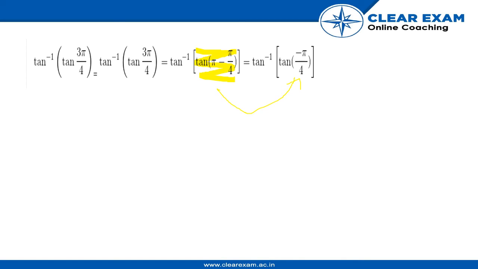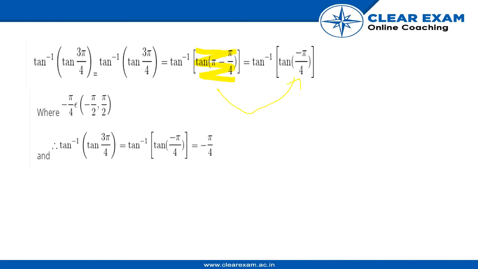Now we check whether minus pi by 4 lies in the range of minus pi by 2 to pi by 2 or not. Yes, it lies. So we can now proceed further to apply the formula. Our formula was tan inverse of tan x, and the value of x is minus pi by 4, which lies in the given range of tan inverse. So our answer comes as minus pi by 4.